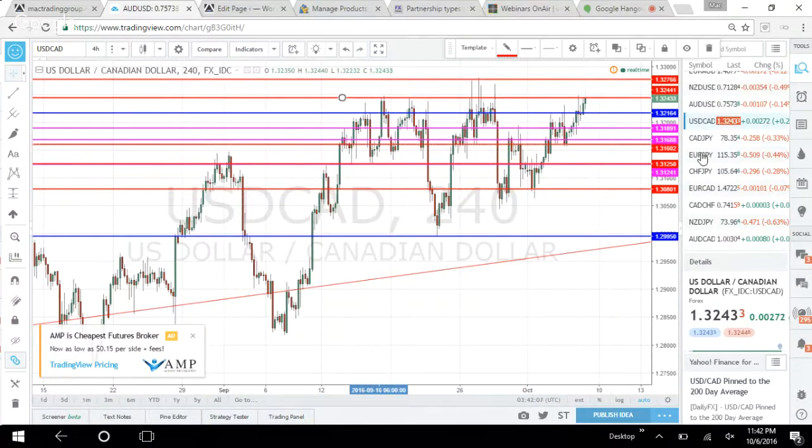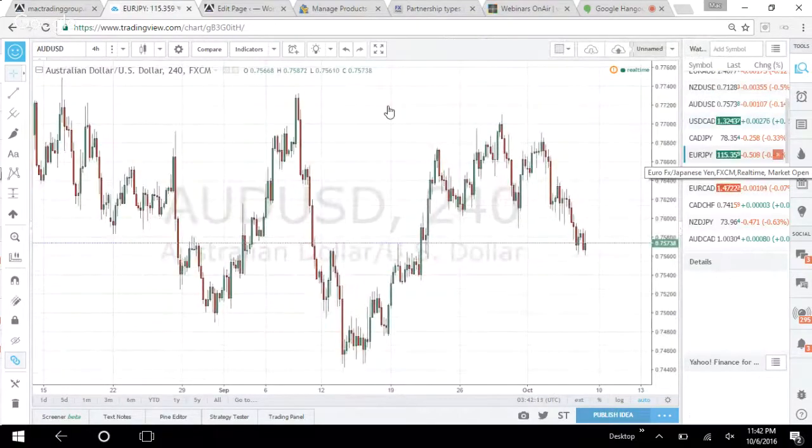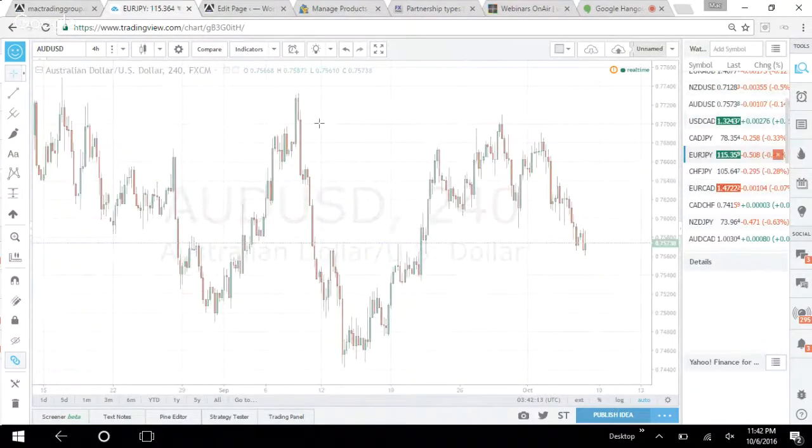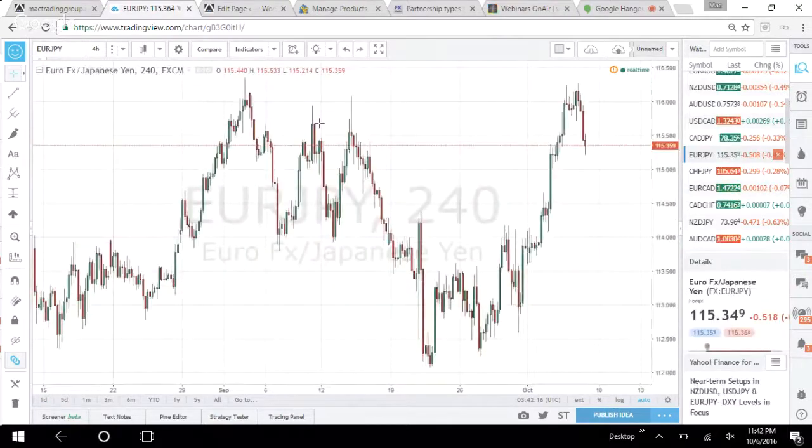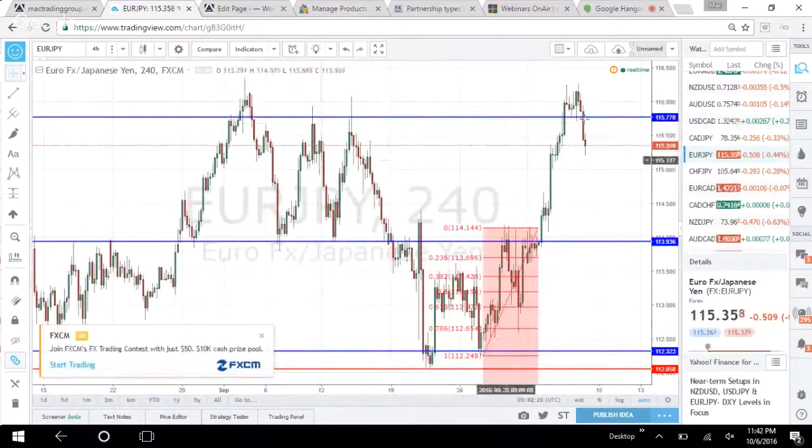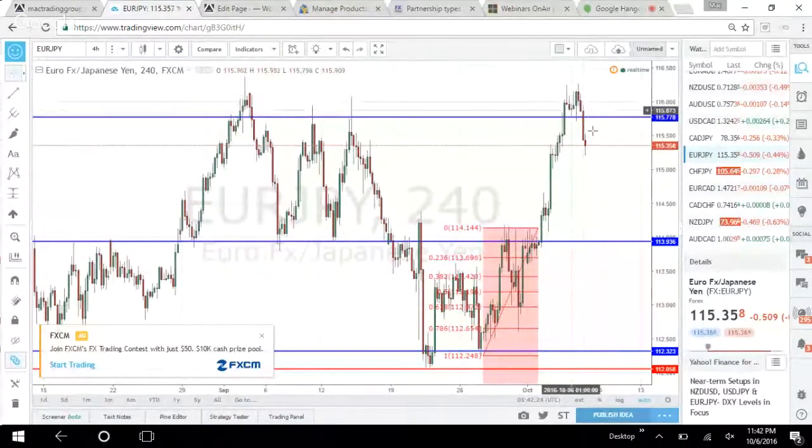Well, I mean, I did call a Euro JPY trade. Me myself, I got out of it because I was just running all over the place and I was doing a lot. But this thing dropped like 100 pips. I know some people did stay in, so congratulations. Me personally, I didn't stay in. I got out, broke even.